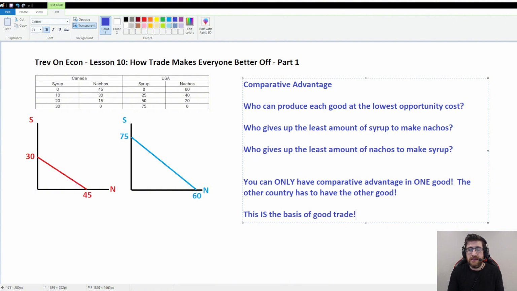The final piece we're going to look at is this is the basis of good trade. All right. It turns out that this more nuanced approach and looking at who can make things basically more efficiently instead of just with more stuff, this is going to provide us with a clearer picture of who is better at what. And then once we know that fact, we'll be able to use that to effectively decide who does what and then trade off in an efficient way. We're going to stop it there for today.